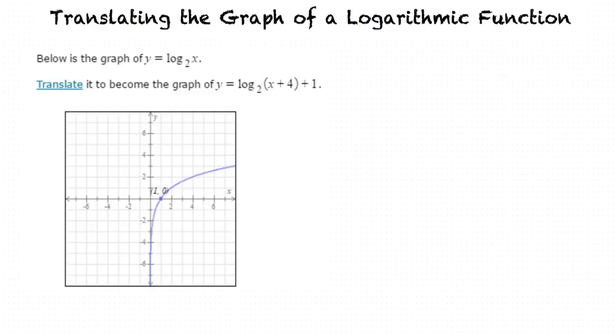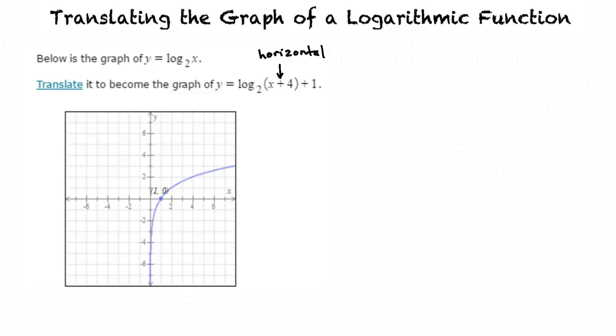I remember that if there is a number added directly to the x in the parentheses, then this means that the graph moves to the left the number of places that was added to x. And if a number is subtracted in the parentheses, then the graph moves to the right the number of places, right? Yes. And what about vertical translations?